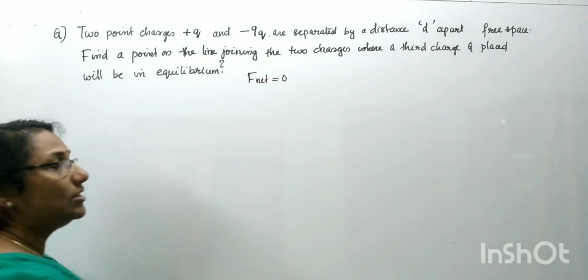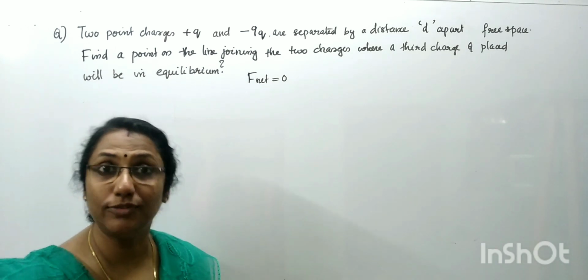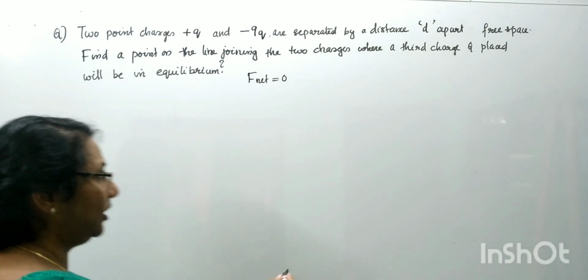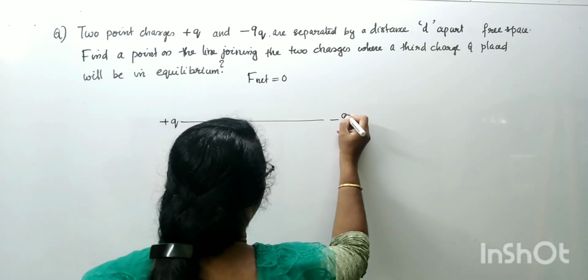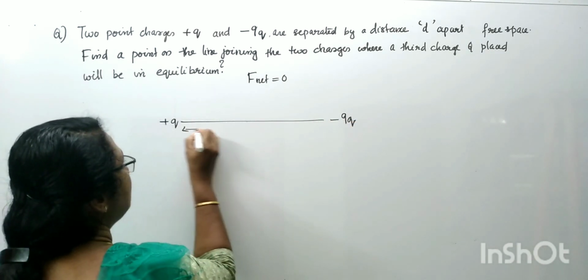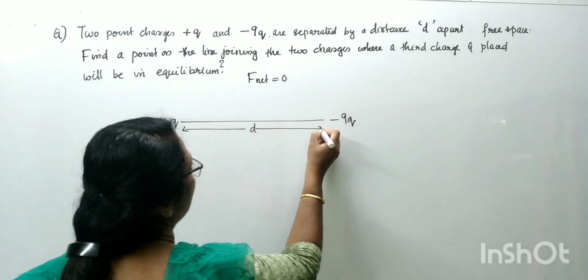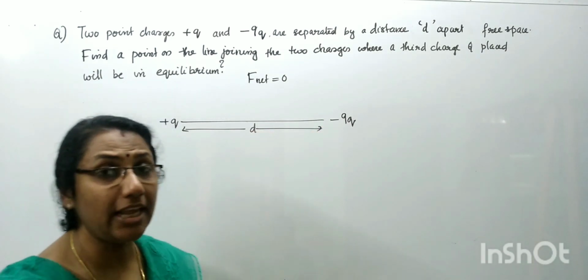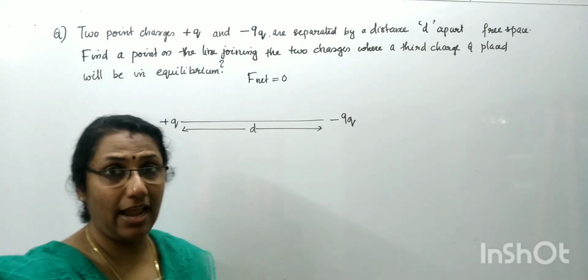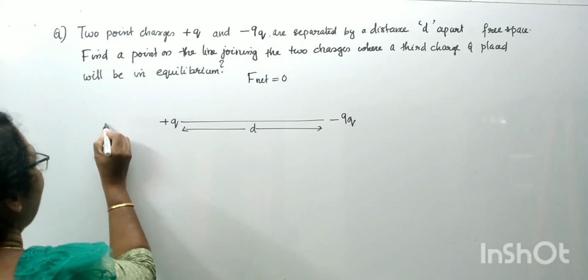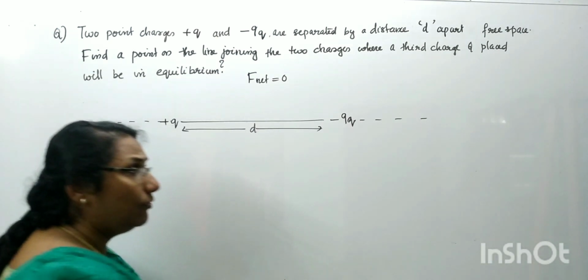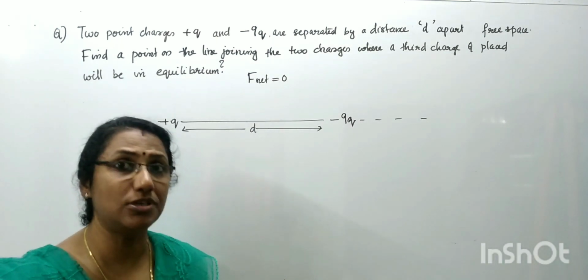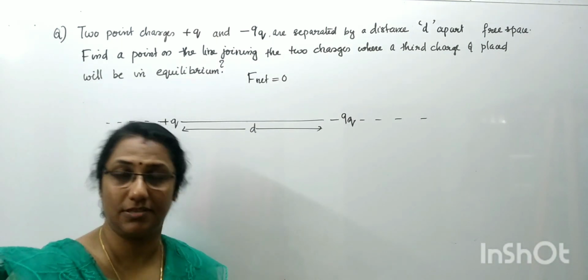Okay, so what about the system? The system consists of two charges +q and -9q. So we will draw like this: +q and -9q separated by a distance of d in free space. Okay, if we draw a line and extend that line, the line will be like this. In this line, there is a point where the net force becomes zero. Equilibrium means net force is zero.